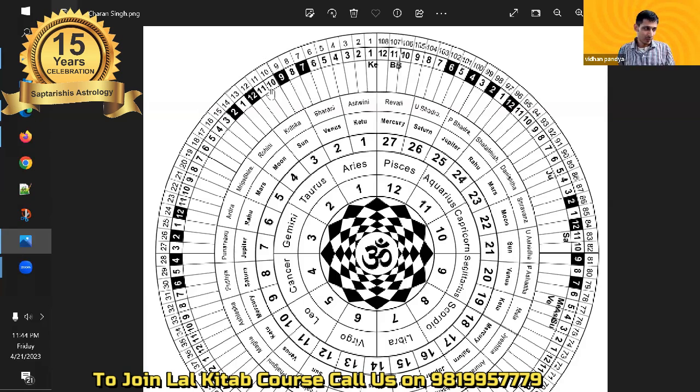Now these nakshatra padas also represent the running years of the native. I repeat, these numbers in the outermost circle represent the running years of the native.